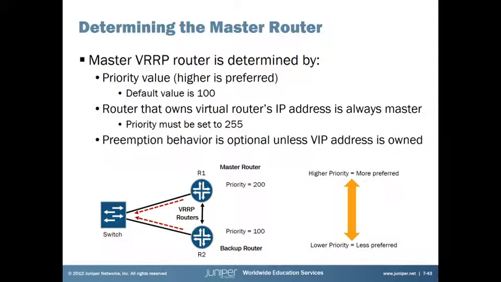So in other words, what does preemption mean? Preemption means if I come and set the other router to a higher priority, then it will switch over and become the master. If we don't have preemption enabled, then it will not switch over by simply configuring a higher priority. Of course, it will switch over if the other router fails.